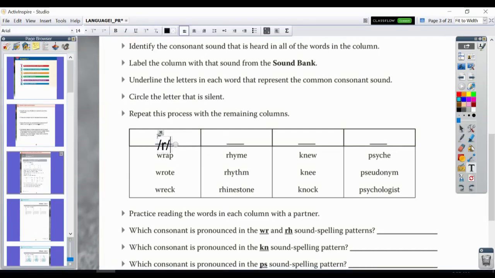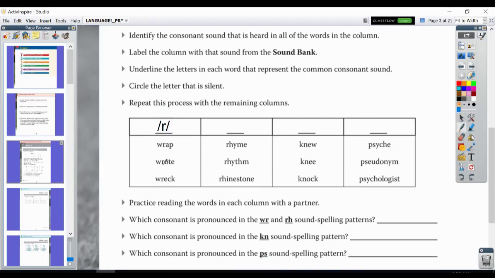So we are going to write the sound at the beginning of that. Now, what letters do they all have in common? Do you see the WR at the beginning of all of those words? I want you to underline them. However, you do not hear one of these letters. You don't hear both the W and the R sound in wrap or wrote or wreck. You don't hear the W, and we're going to circle the W because it's silent in all of those words. Nice job.